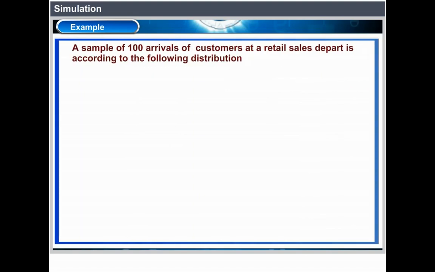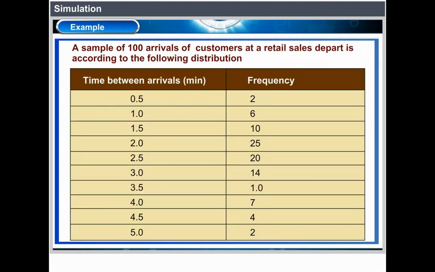Example. A sample of 100 arrivals of customers at a retail sales department is according to the following distribution. From the table, we can clearly see time between arrivals in minutes and frequency. The times are 0.5, 1.0, 1.5, 2.0, 2.5, 3.0, 3.5, 4.0, 4.5 and 5.0, and the frequencies are 2, 6, 10, 25, 20, 14, 10, 7, 4, 2.